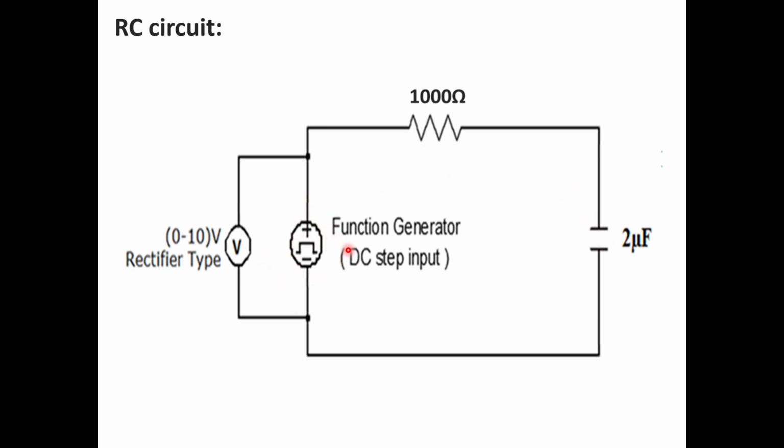Using the signal generator or function generator, we are going to give a DC step input to the R and C elements which are connected in series, and whatever step input voltage is given to R and C is measured by a voltmeter of range 0 to 10 volts and of rectifier type.